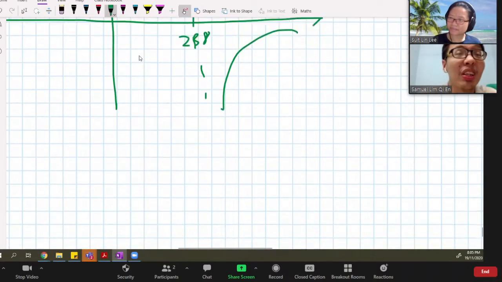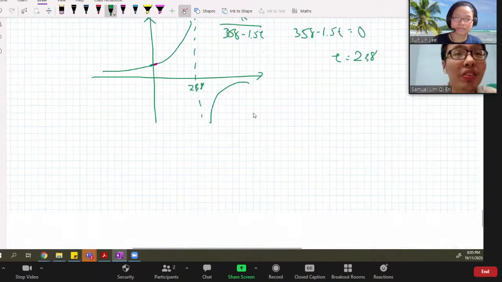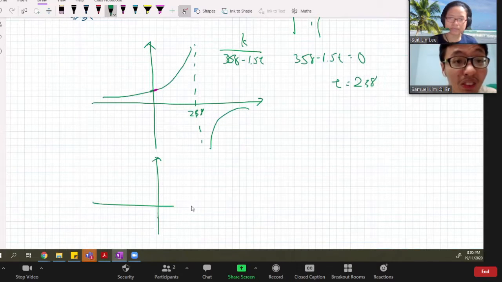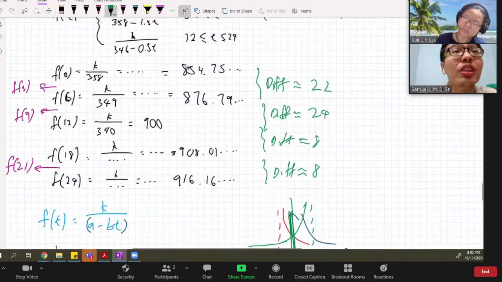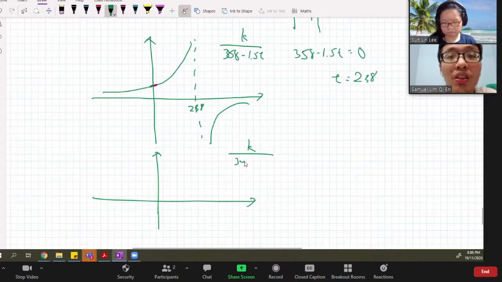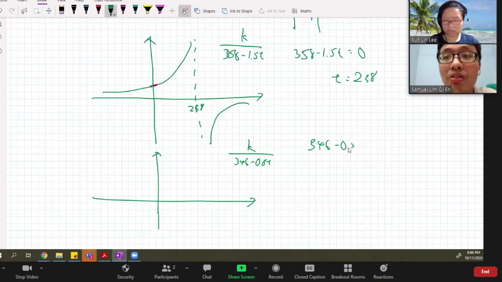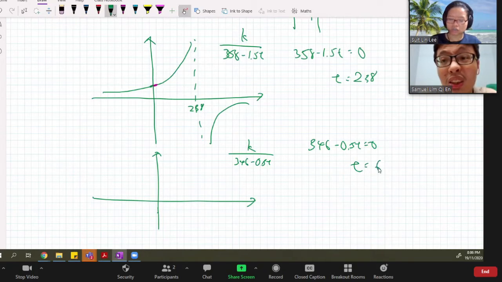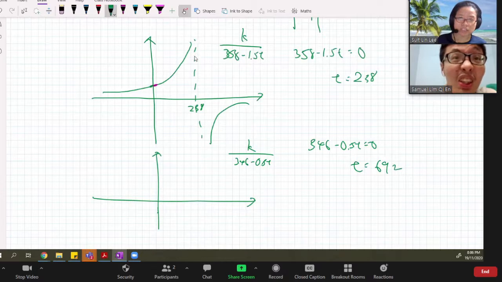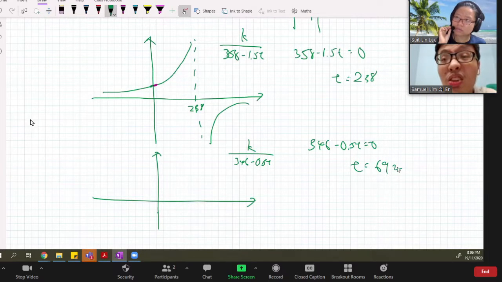Likewise, the other graph is similar. If I draw it on the same scale, something like that. What is the equation? k over 246 minus 0.5t. If you take 246 minus 0.5t equals 0, you get t equals 692.